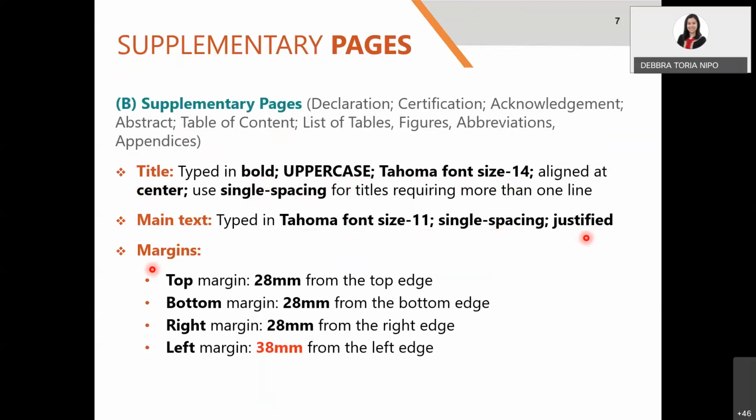And then for the main text, they should be typed in Tahoma font size 11, single spacing, and justified. For the margins, top, bottom, and right is 28 millimeter from their respective edges. And from the left margin, there should be 38 millimeter from the left edge. So the left margin is the one that you have to put more, 38 millimeter. The rest is 28 millimeter.